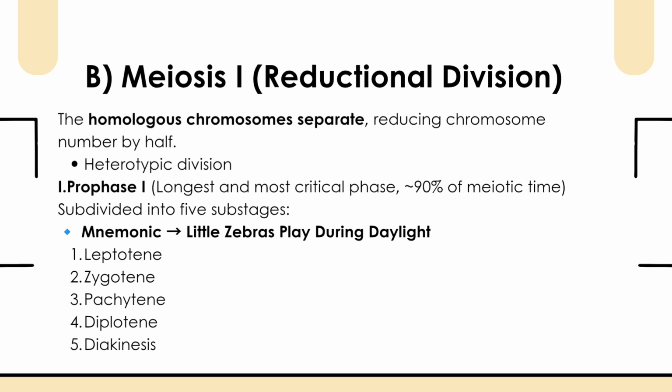Now, let's begin with prophase I. Prophase I is the longest and most complex phase and is subdivided into 5 substages. Use this mnemonic to remember them. Little zebras play during daylight. Leptotene, Zygotene, Pachytene, Diplotene, Diakinesis. I'll walk you through each substage now.